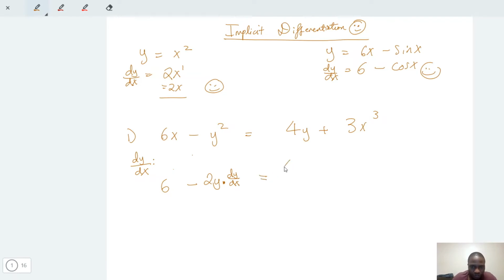So equals 4. I'm differentiating the right-hand side. Now, I just have a y. When I differentiate y, it's just dy/dx. Okay? Whenever you see a y, just write dy/dx if you're differentiating, because you're differentiating a complicated function of x, which is y, with respect to x. So you just write your dy/dx plus x cubed. When you differentiate, you get 3x squared. Okay? So you have that 6 minus 2y dy/dx equals 4 dy/dx plus 3x squared.